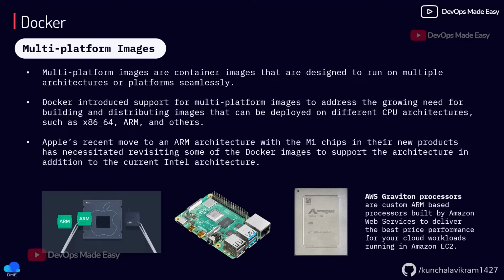Apple recently moved to ARM architecture with their M1, M2 chips, right? Earlier they were using AMD, now they are using ARM architecture. So will the Docker images that you created on AMD work on Apple M1 MacBooks? They won't work.